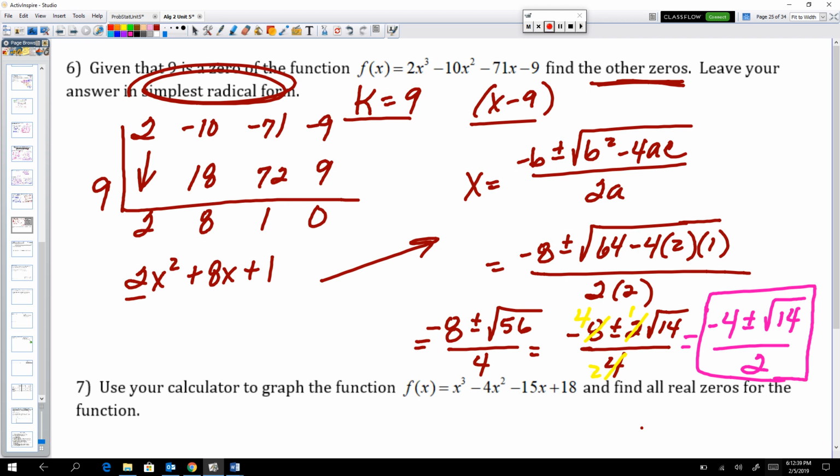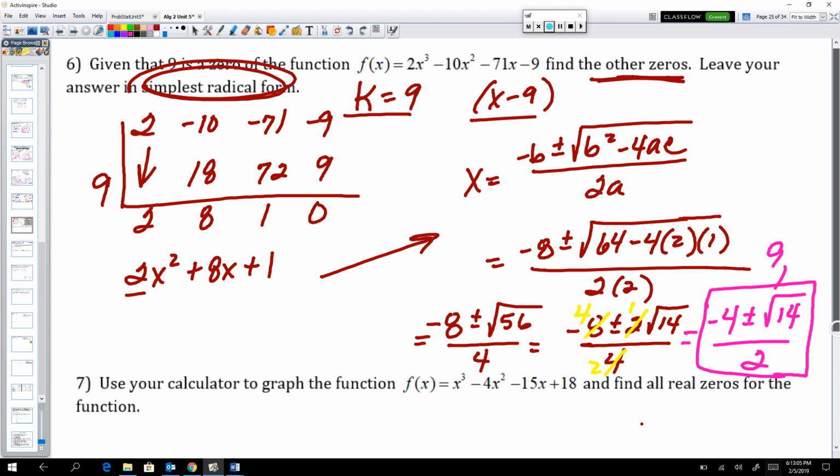Okay. So our roots are 9. That was a given root. Negative 4 plus square root of 14 over 2. And negative 4 minus square root of 14 over 2. Those are our 3 roots for that. Those are the other zeros besides 9. We made use of our synthetic division and our quadratic formula for that one. That was pretty intense. Just make sure that you understood what you were being asked for before you dove into the problem.